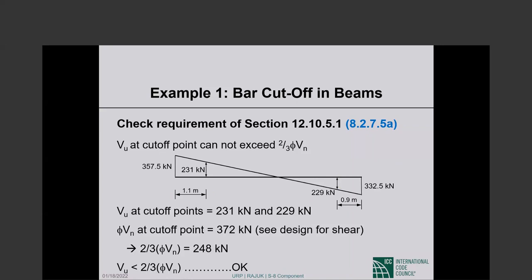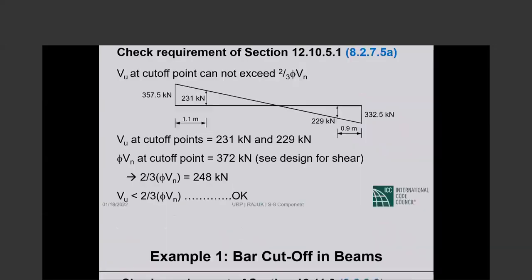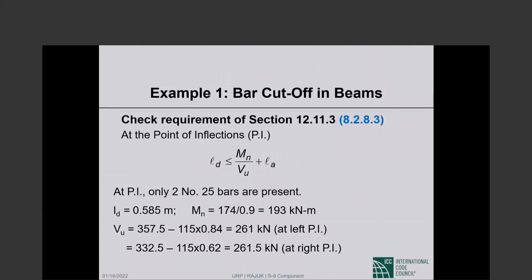You can go back to our design for shear and you will see that that number is there. I don't want to go back so many pages now. So 2/3 of phi times V sub N is 248, and this V sub U of 231 being less than 2/3 of phi times V sub N or 248, we are okay. So we can terminate the two number 28 bars in the tension zone as we have done.